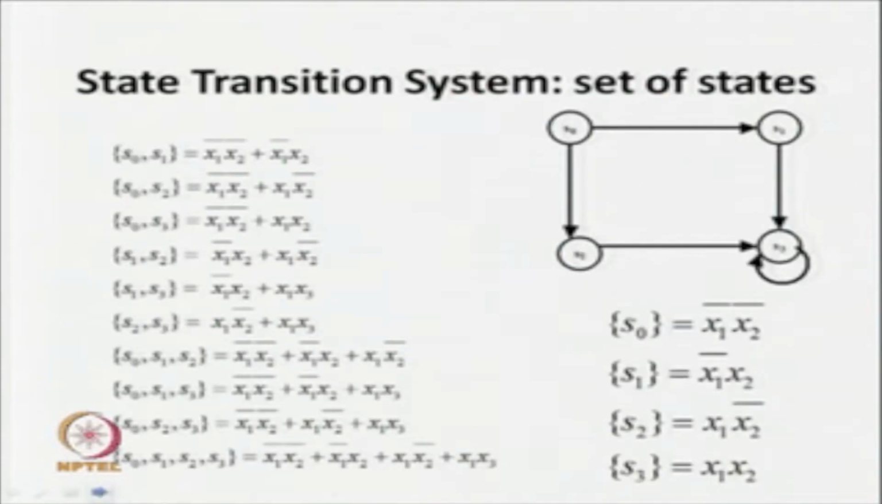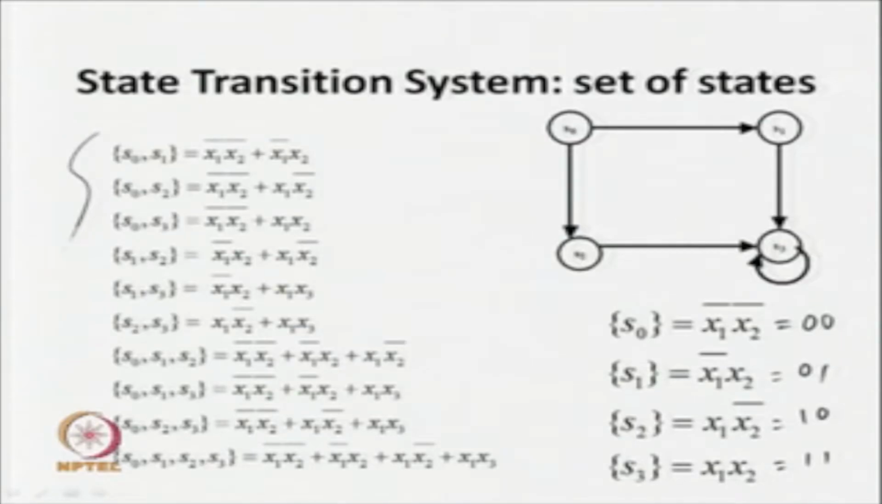Now, come back to the previous state transition diagram. I have the states S0, S1, S2, S3, and these are the binary state encodings for these 4 states. That means x1 bar x2 bar is 0 0, then 0 1, 1 0, and 1 1. Now, when we look at sets of states, I can talk about {S0, S1} as a set of states, {S0, S2} as a set of states, and {S0, S2, S3} as a set of states.